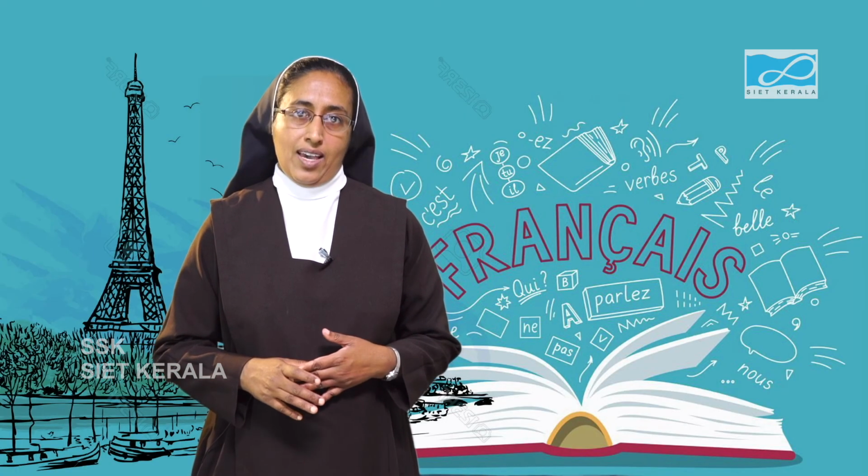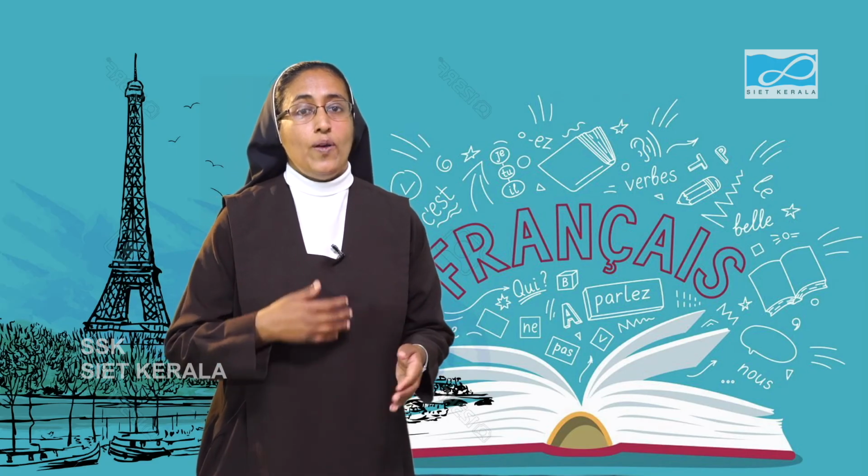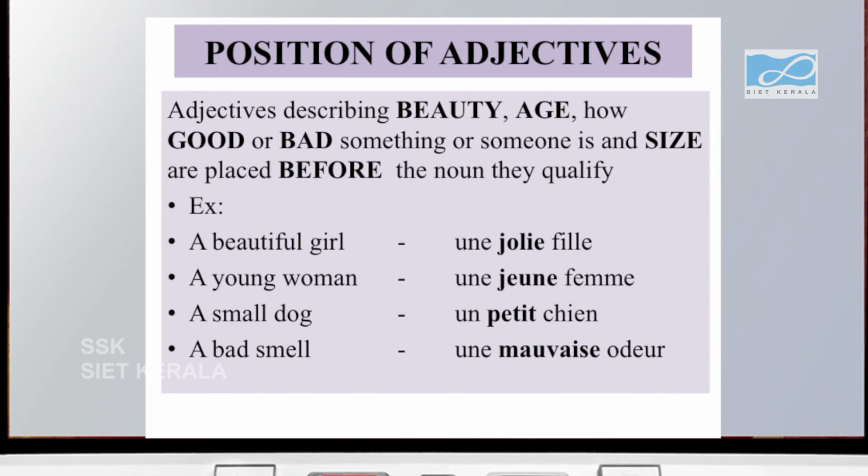Let's move on to understand the position of the adjectives. Not all adjectives are written before the noun. We need to know when it is written before the noun and when it is written after the noun. Adjectives which generally describe the beauty or the age or how good or bad something or someone is, and when you want to mention the size like tall or short, all these adjectives are written before the noun. So you have an example, a beautiful girl. You're describing the beauty of the girl. So it becomes une jolie fille.